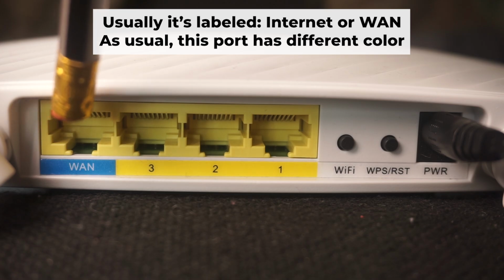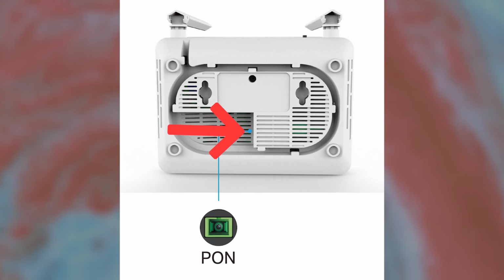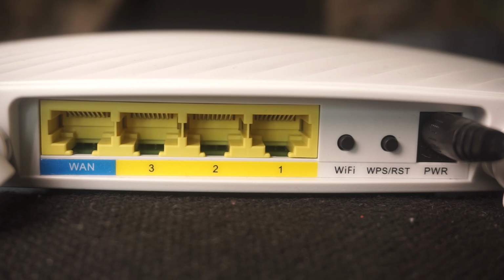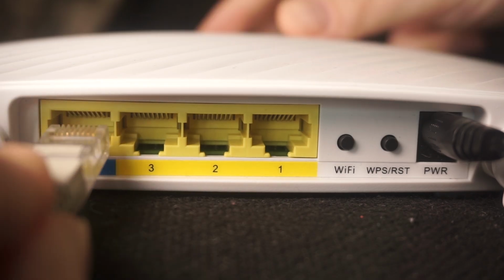Next, plug the cable from your internet service provider or from your modem into a special internet port. This port is usually labeled as internet, and usually it has a different color. Each cable should be inserted until it snaps into place.